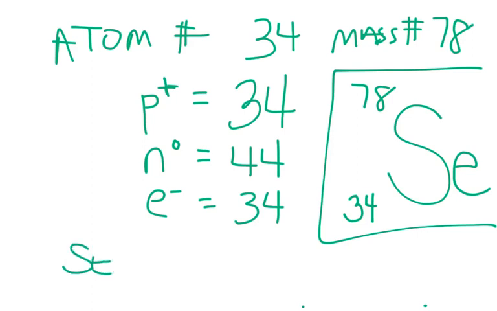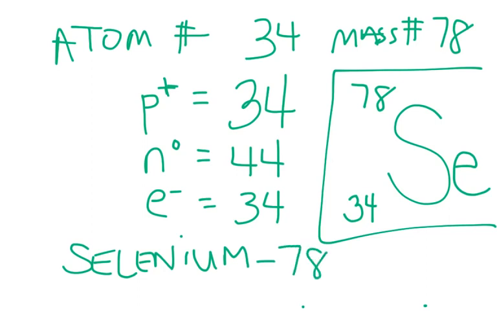When I name it, I'm not just going to say, oh, it's selenium, because there's multiple kinds of selenium. There are different isotopes. I'm going to say it's selenium-78. Okay, that takes a little practice. You got a couple more practices in your PowerPoint, plus you actually will have a whole bunch of practices on a worksheet once you're back to school.